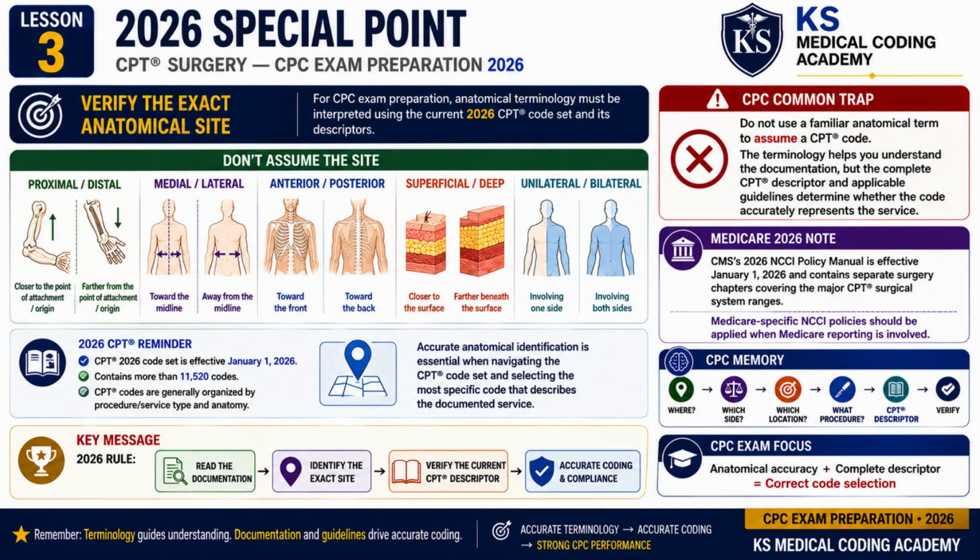The CPT 2026 code set is effective January 1, 2026, so always work from the current code set and current official guidelines. Your key rule is: read the documentation → identify the exact site → verify the current CPT descriptor. Never assume the anatomical site simply because a term sounds familiar. Accurate anatomical interpretation supports accurate CPT code selection.